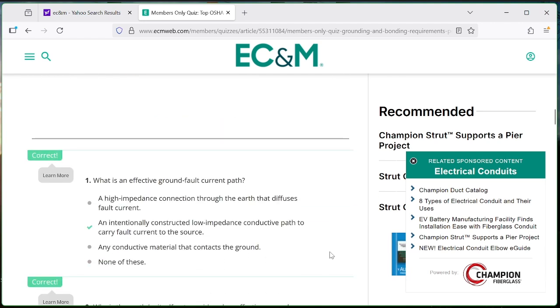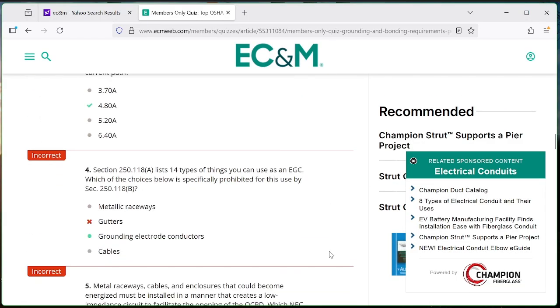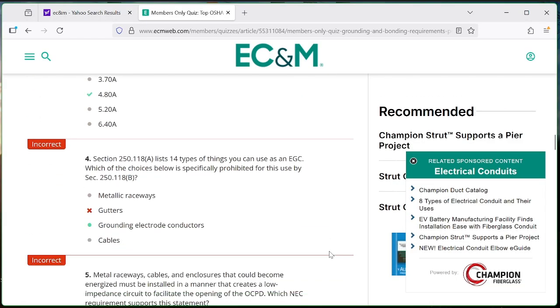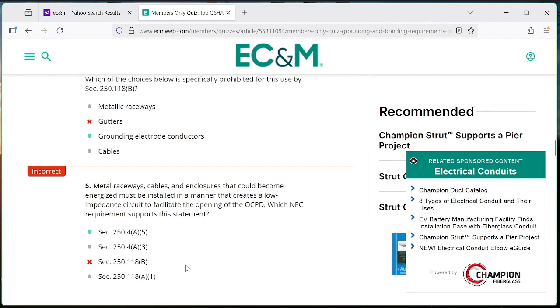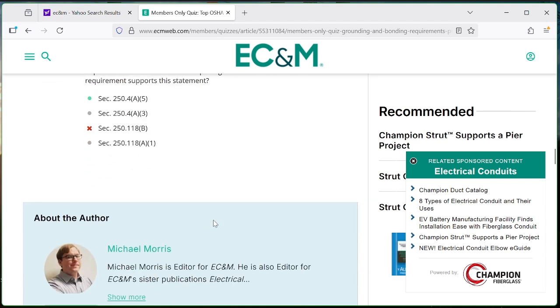Here are the correct answers. We were correct on 1, correct on 2, correct on 3, not correct on 4, grounding electrode conductors, and then number 5, we just took a swag at that. So anyway, any questions about that? If we had a copy of the code, we could have gotten 5, and we could have gotten 4. So again, if we had a copy sitting here, we could pull these all together, and we could have won out. Okay.